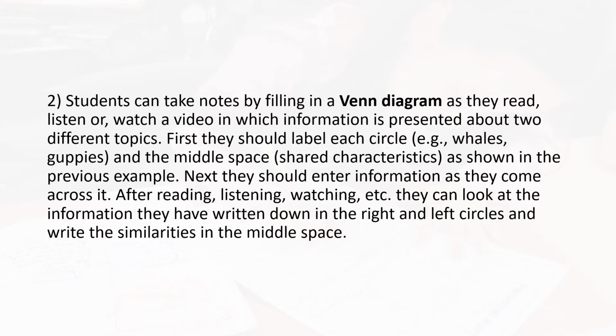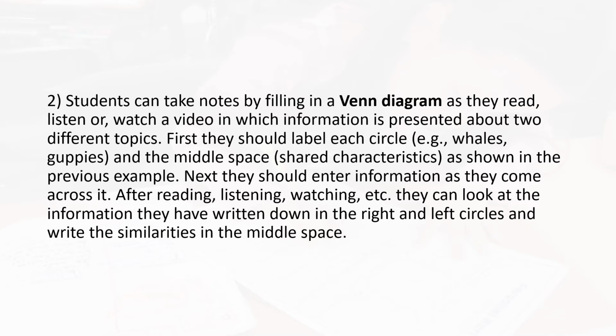The second way students can use a Venn diagram is by filling it in as they read, listen, or watch a video in which information is presented about 2 different topics. So first they should label each circle on the right and the left, like we did in the previous example, whales and guppies, and then they should label the middle space, shared characteristics.